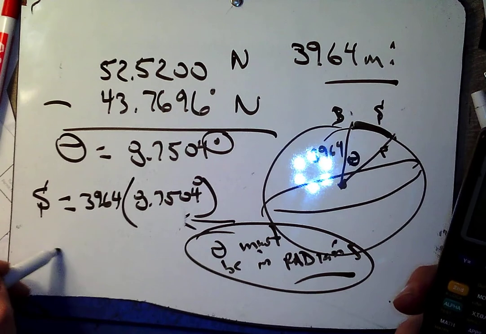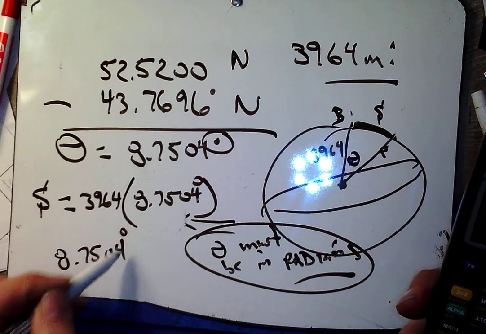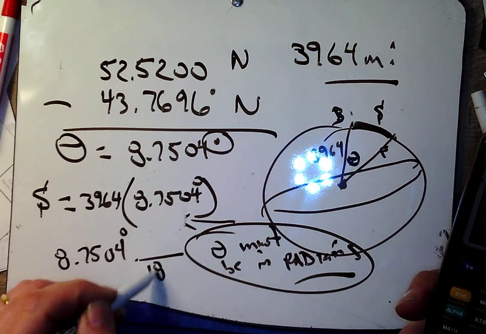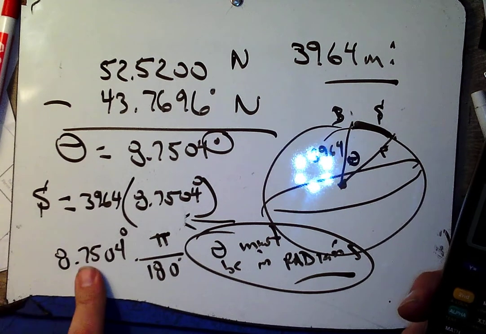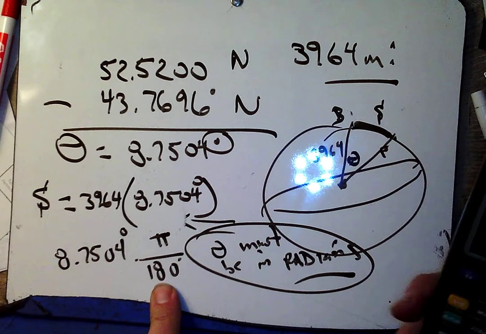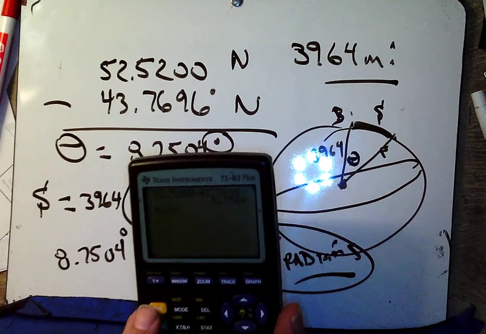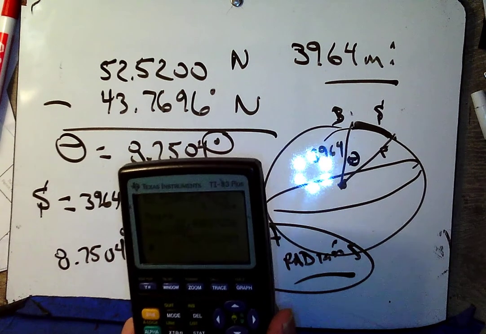Okay, so how do I convert? Well, remember, when we're going from degrees to radians, the degrees on the conversion factor are on the bottom. So I'm going to take this angle, I'm going to multiply by pi, and I'm going to divide by 180.